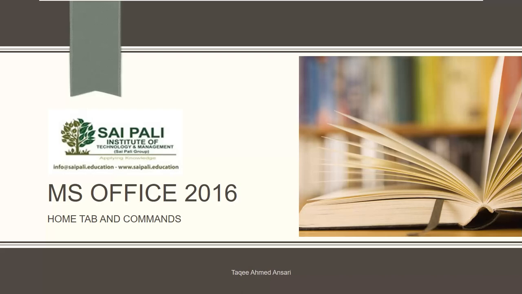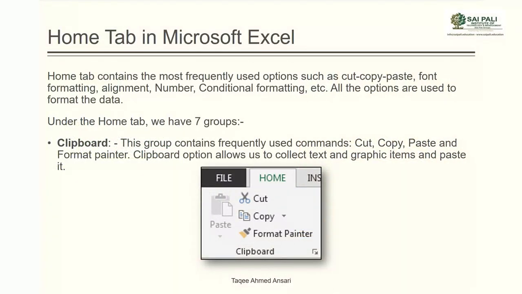Hello friends, in this video we will see some brief information about the Home tab of Microsoft Excel 2016. This Home tab contains the most frequently used command options such as cut, copy, paste, font formatting, alignment, number, conditional formatting, etc. All the options are used to format the data, basically only for data.